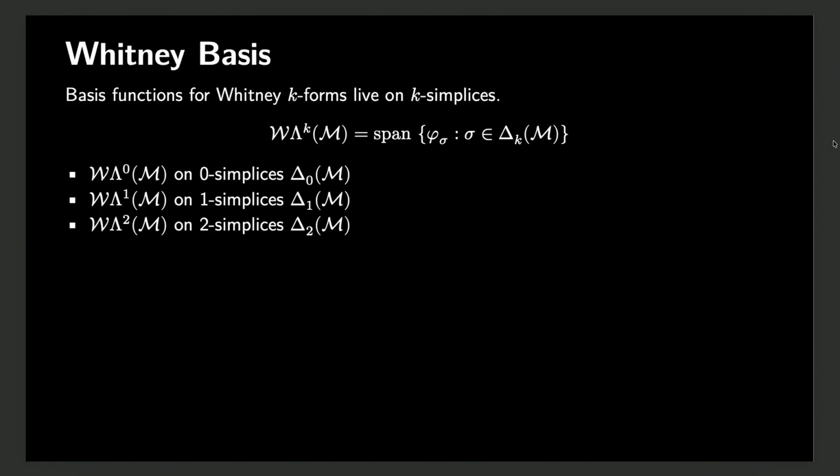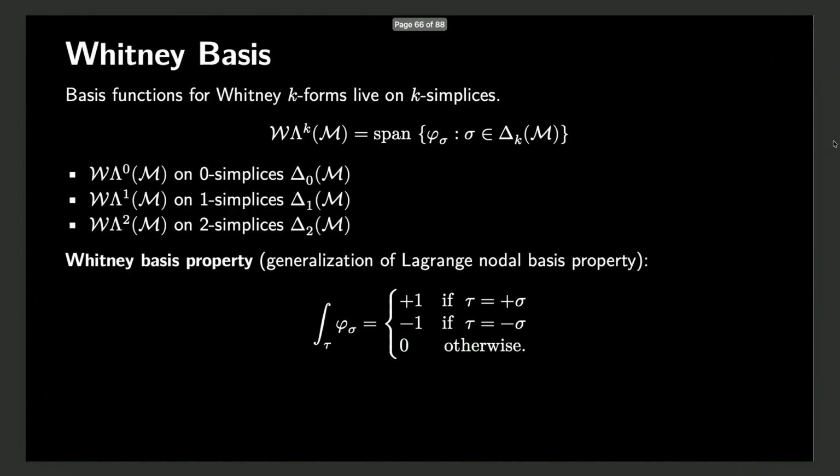Let's start with the basis. So we've seen that the cochains have one value for each k-simplex. Here it's similar. Whitney forms have one basis function for each k-simplex as well. And so, yeah, the basis functions for a Whitney k-form live on all k-simplices. And these Whitney bases fulfill some basis property that is quite elegant, that if we integrate this basis function over its corresponding simplex, we get unity with a sign depending on the orientation, and 0 otherwise if they don't correspond.